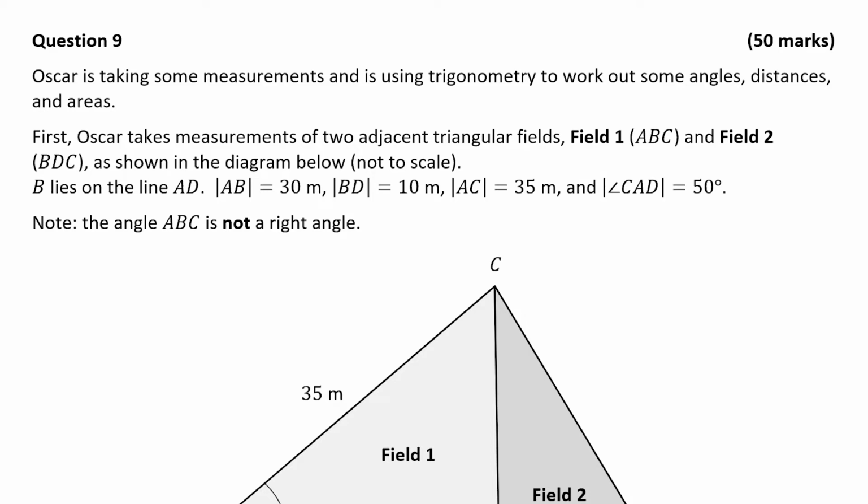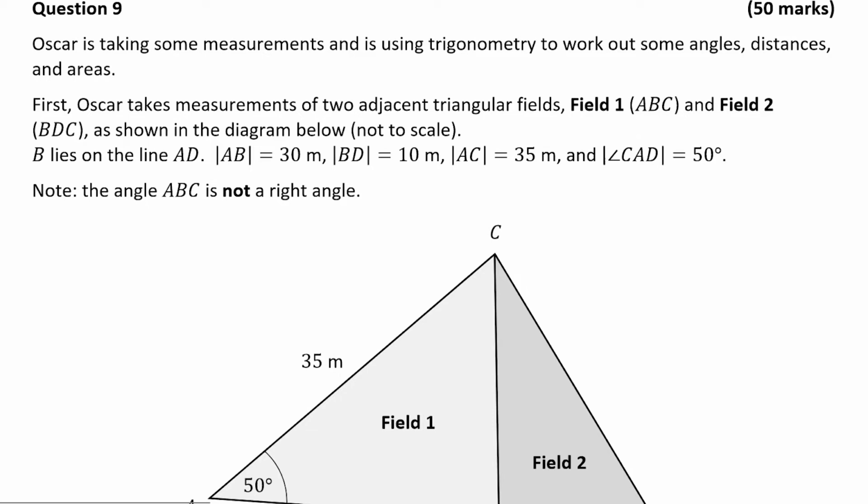So in this question we're told that Oscar is taking measurements and using trigonometry to work out angles, distances and areas. And we're told that firstly Oscar takes the measurements of two adjacent triangular fields, field 1 and field 2, and we're given a diagram. So it just gives us a bit of information about the field.